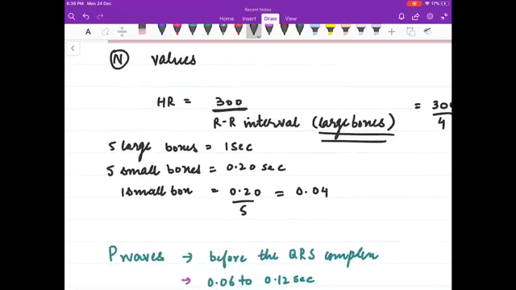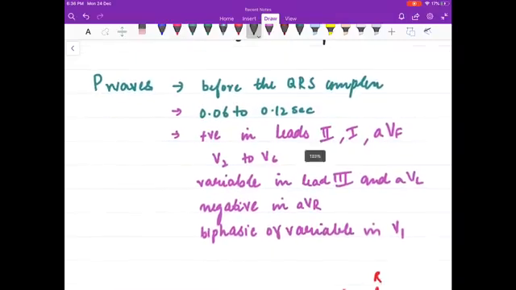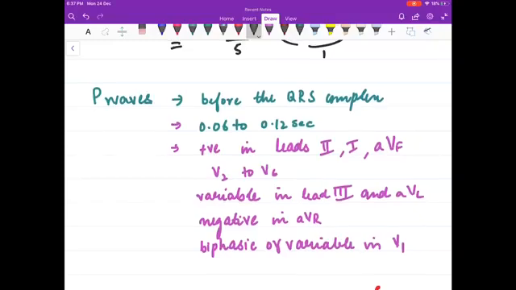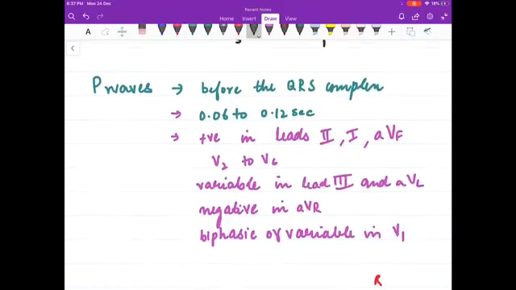So 5 large boxes is equal to 1 second. One large box is equal to 0.20 second. 5 small boxes is equal to 0.20 second and one small box is equal to 0.04 seconds. So we need to know the duration of one small box because we will have an idea about the time duration of each wave. So first we will discuss the P waves.